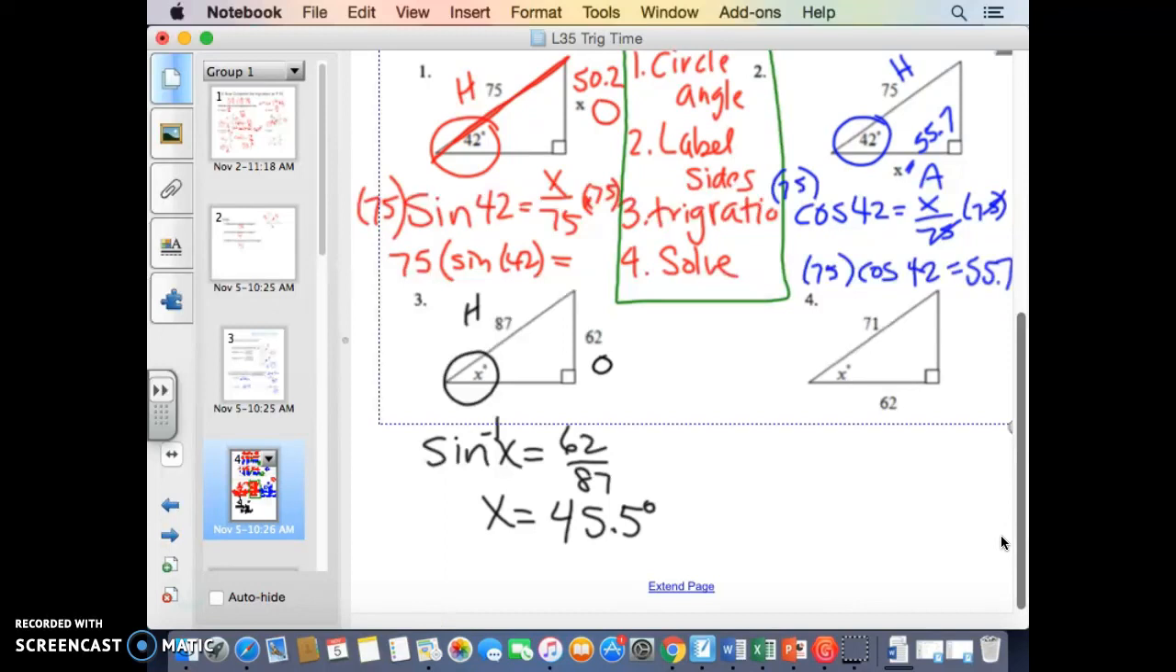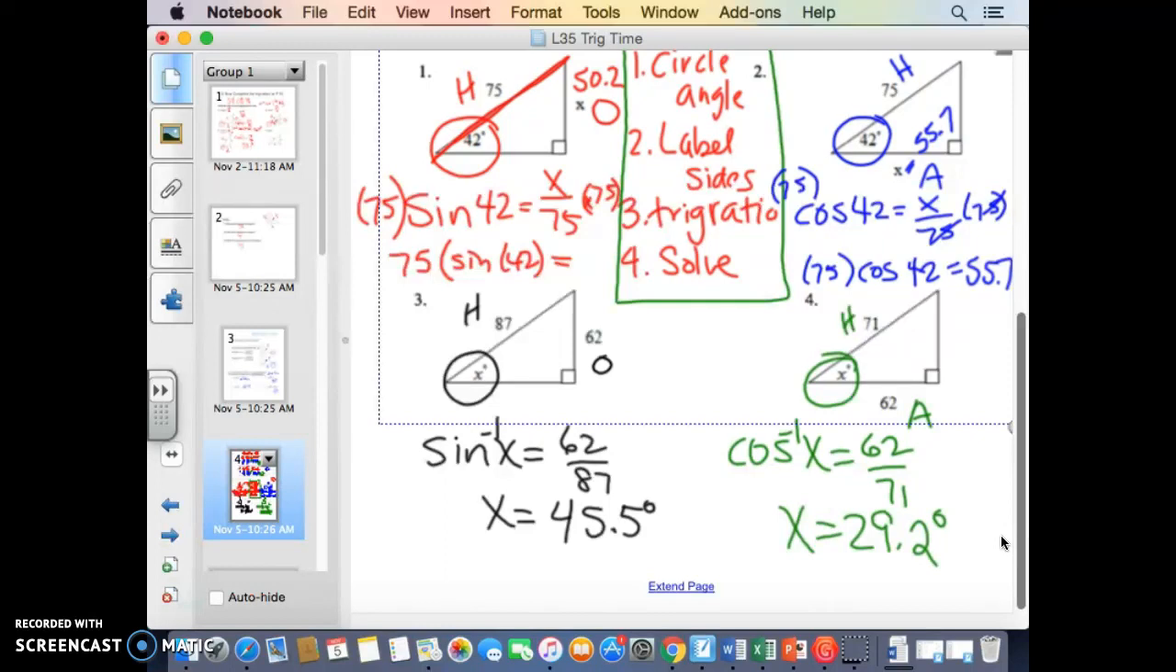Okay, for number 4, again, I'm going to circle the angle and label my sides. This is adjacent and hypotenuse. So adjacent is cosine. Adjacent over hypotenuse, 62 over 71. And remember, this is going to be to the -1 because I'm looking for an angle, so I have to hit second cosine. 62 divided by 71. You should get x equal to 29.2. And this is degrees because I was looking for an angle. And that's almost a 30, 60, 90 triangle, just saying, but it's not quite exactly.